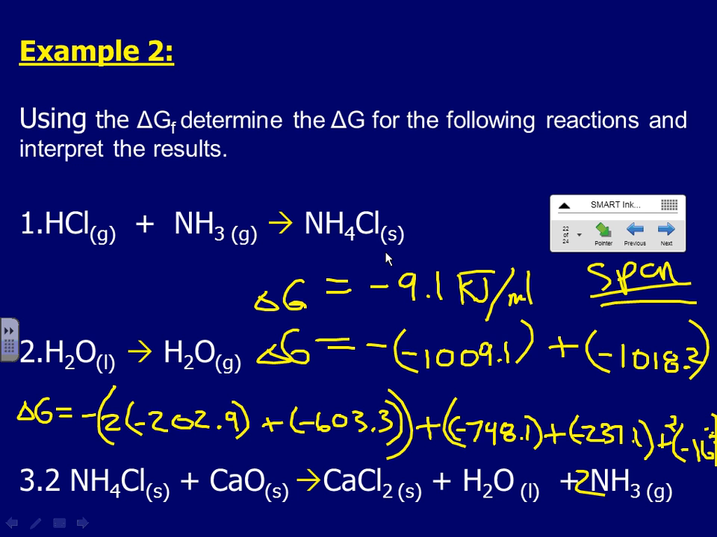Which means it will happen on its own, and it will produce some useful work, but not a lot, right? You're not going to use this reaction to drive your car home in any way. It wouldn't get very far. Well, it would take a long time to get anywhere because we're not getting a lot of energy from that particular reaction. But it is spontaneous. All right? If it was positive, it'd be a non-spontaneous reaction. You'd have to input energy in order for that reaction to go.